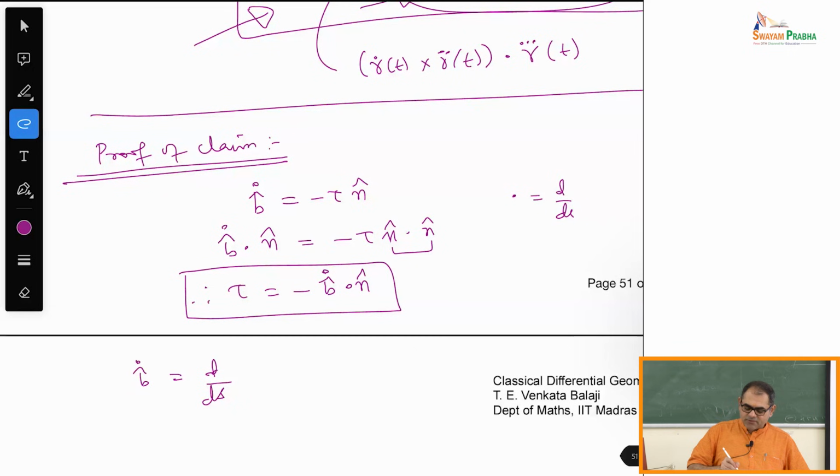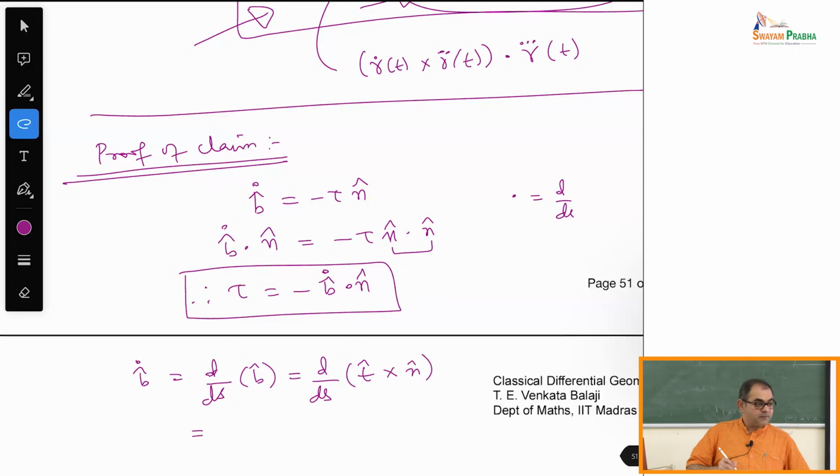So this is, by definition, d by ds of b cap. But what is b cap? B cap is t cap cross n cap. That is by definition.